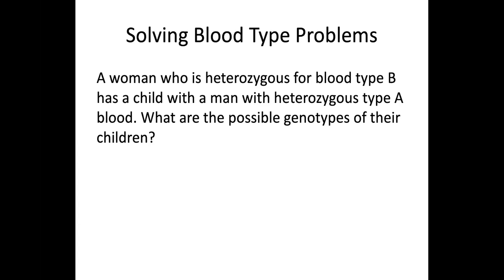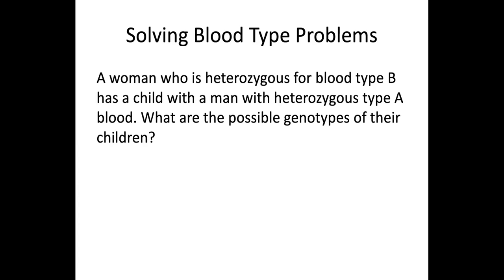All right, so now let's try a problem. A woman who is heterozygous for blood type B has a child with a man with heterozygous type A. What are the possible genotypes of their children? So the alleles are what? So the woman is what? BO, okay? And the man is AO. Okay? Because they're both hetero.